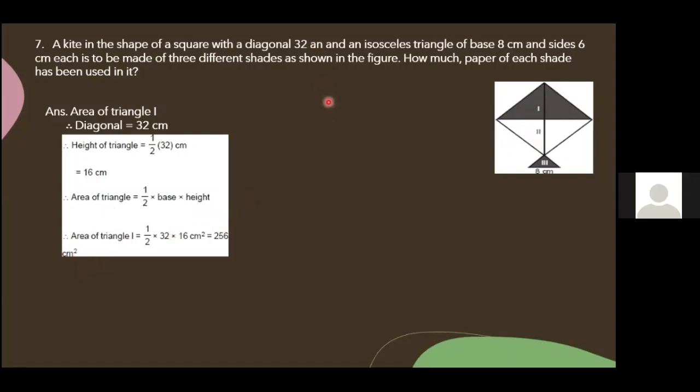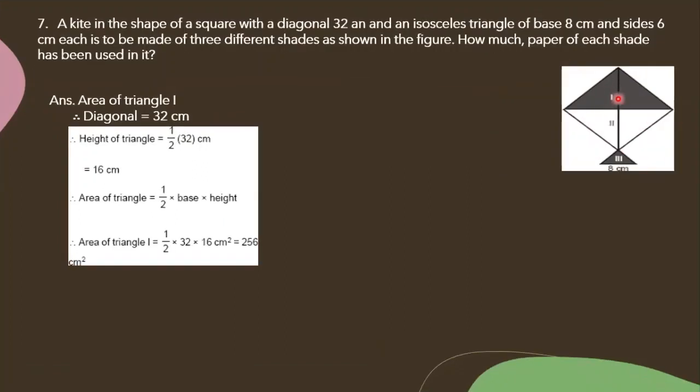So we know that in a square, diagonals are equal. Yes or no, children? Yes, ma'am. This square has two diagonals. Diagonals are equal. First, I'll find the area of this particular triangle. What's the area of a triangle? Half into base into height. I have a base value because they gave the diagonal value 32, and in a square, diagonals are equal. So base I got 32, height I got 16. So half into 32 into 16, that is 256 centimeter square. So I got the area of this particular shaded triangle, the first one. Any doubt, children?